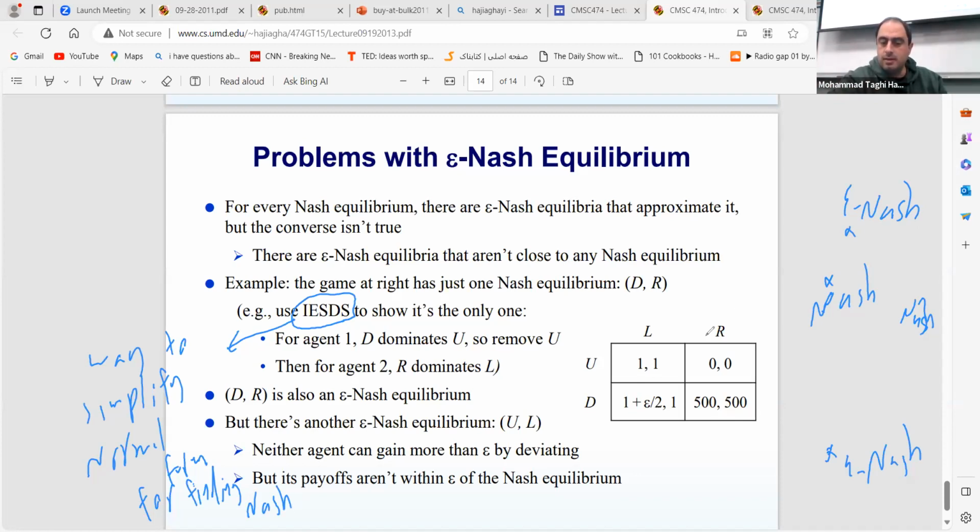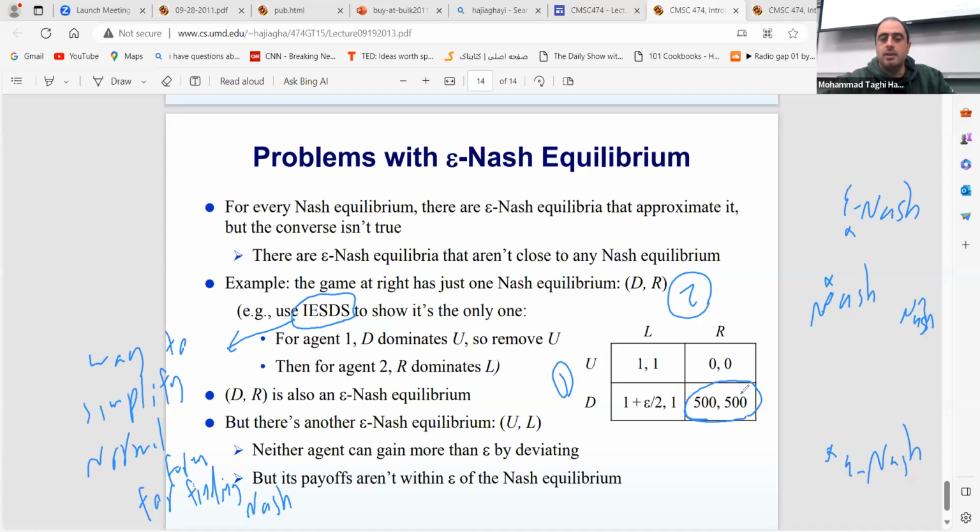But consider this game, with these actions for player 1 and player 2. You can see that there is only one Nash equilibrium here, and this Nash equilibrium is DR, 500, 500. If you are doing that, the first player does not want to change it because it gets 0, and the second player does not want to change it because it gets essentially 1. And you can see that this is the only one because, as I mentioned, we can use this IESDS that we will talk about after this, and we can show that this matrix has only this one. Or we can, of course, compute all Nash equilibria of that.